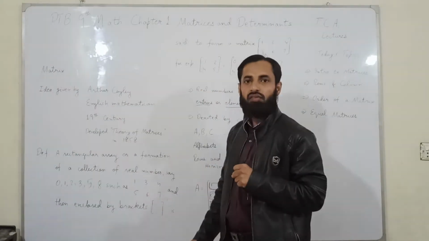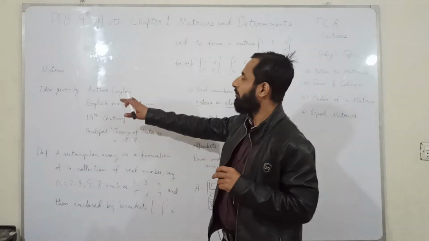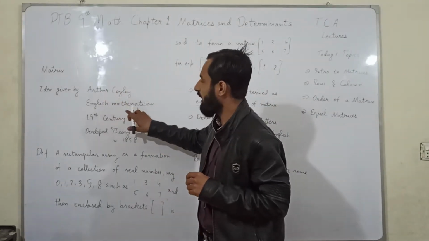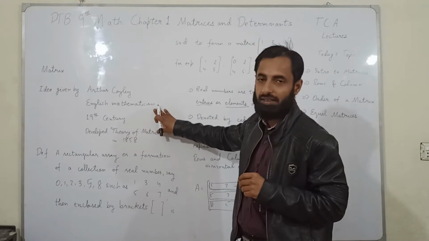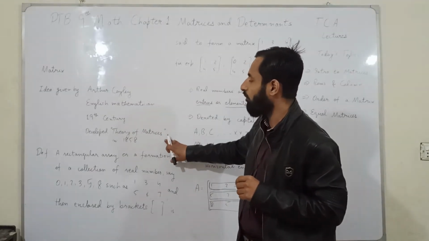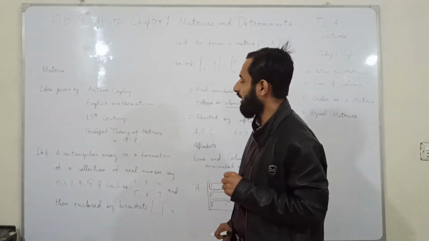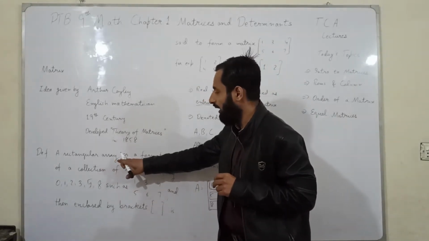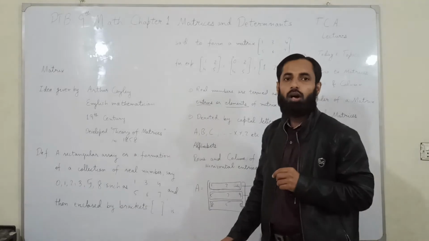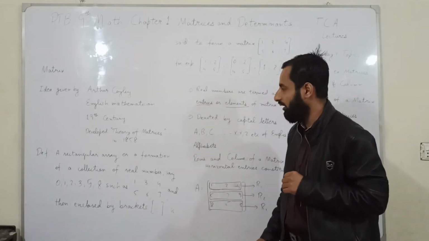Who gave the idea of matrices? The idea of matrices was given by Arthur Cayley. He was an English mathematician in the 19th century. He also wrote a book, Theory of Matrices, in 1858. Definition of matrices: a rectangular array is an arrangement of data in rows and columns.